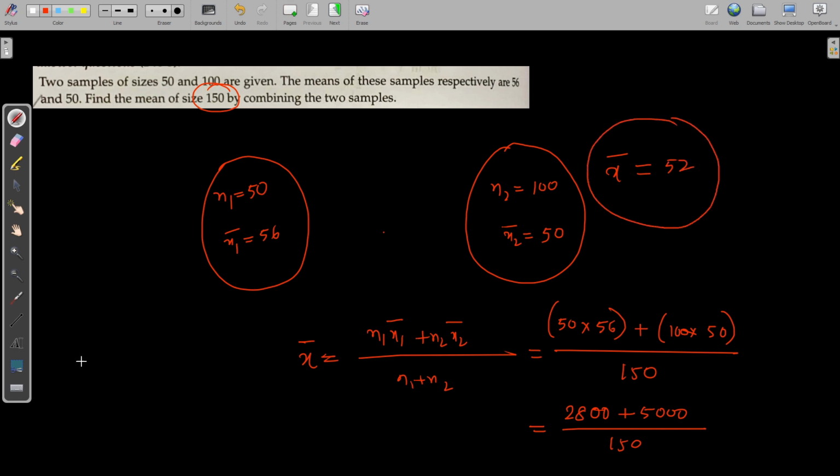Remember we learned about d1. So can you tell me what will be the d1? d1 will be x1 minus x bar. It's in modulus, so it doesn't matter, positive or negative. So it's 56 minus 52, that is 4. What's the value of d2? It's not asked, but I'm showing so that you can understand. d2 is 50 minus 52. Answer is 2. Easy. Let's take another question.